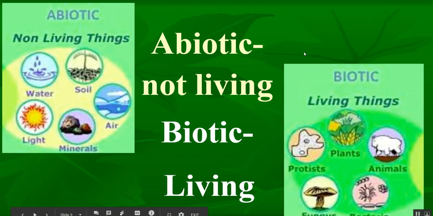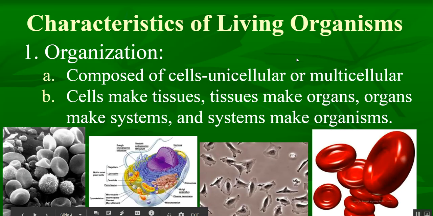So here we go. All right, the first one is organization. So that means it is composed of cells. It could be unicellular, which means it has one cell, like a bacteria, or multicellular, which would be like a dog or a tree or a human made of many cells. So hopefully you remember this, but you are made out of cells.